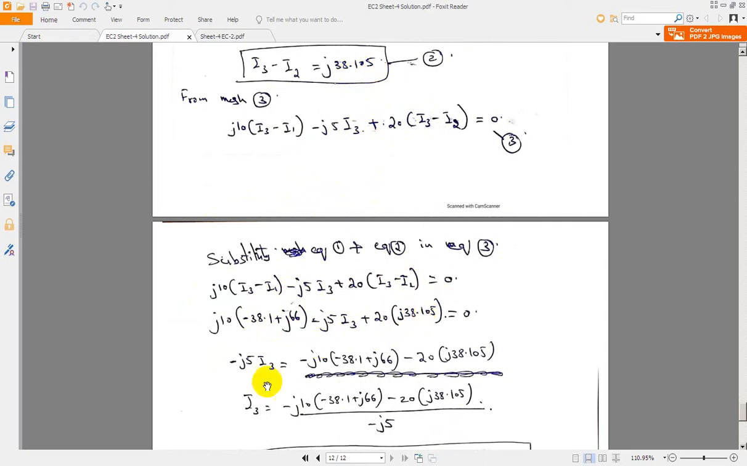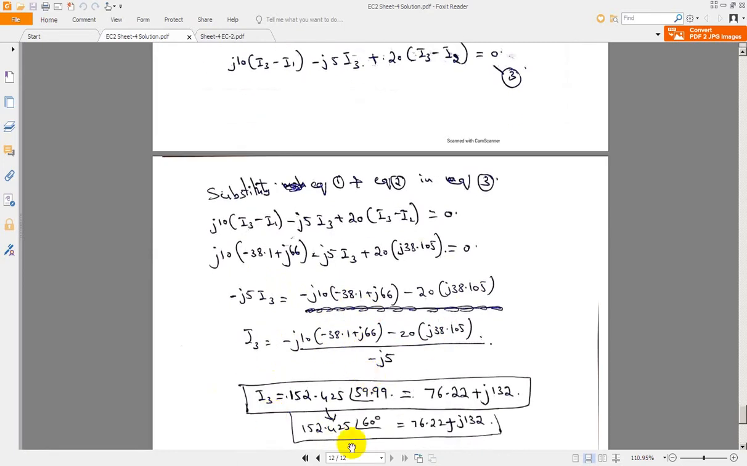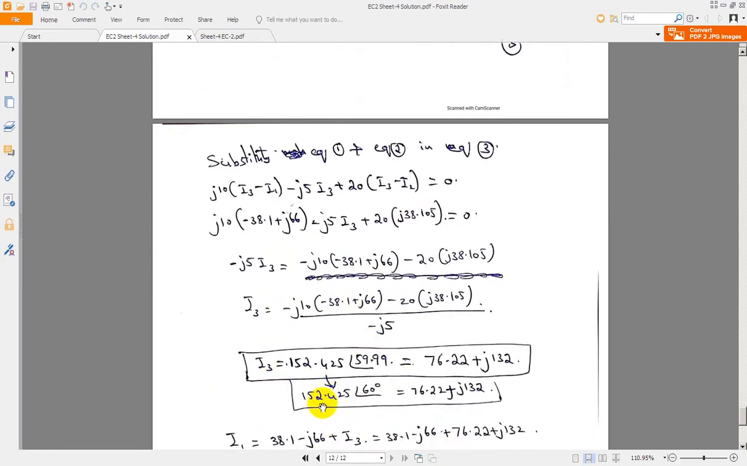j38.105. Substitute it, and you will get I3. From this equation, finally I3 is equal to 152.425 at an angle of 60 degrees in polar form. In rectangular form, it will be 76.22 plus j132.